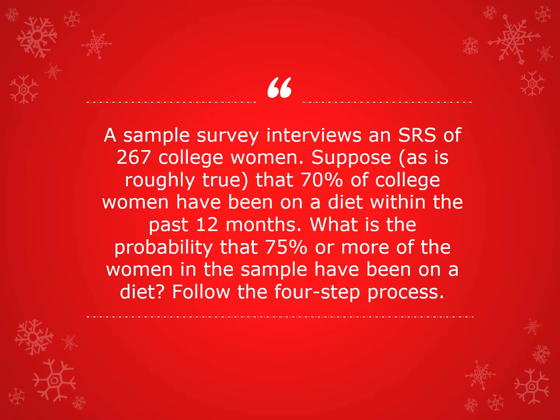Here's the problem. A sample survey interviews an SRS of 267 college women. Suppose, as it's roughly true, that 70% of college women have been on a diet within the past 12 months. What's the probability that 75% or more of the women in the sample have been on a diet? Follow the 4-step process, as in state plan do conclude. So since you're watching this at your own pace, feel free to go backwards and forwards so that you can see this problem as I keep working. So let's start with the state. Pause it as you go and see if you could try to say out loud, what would the state be?